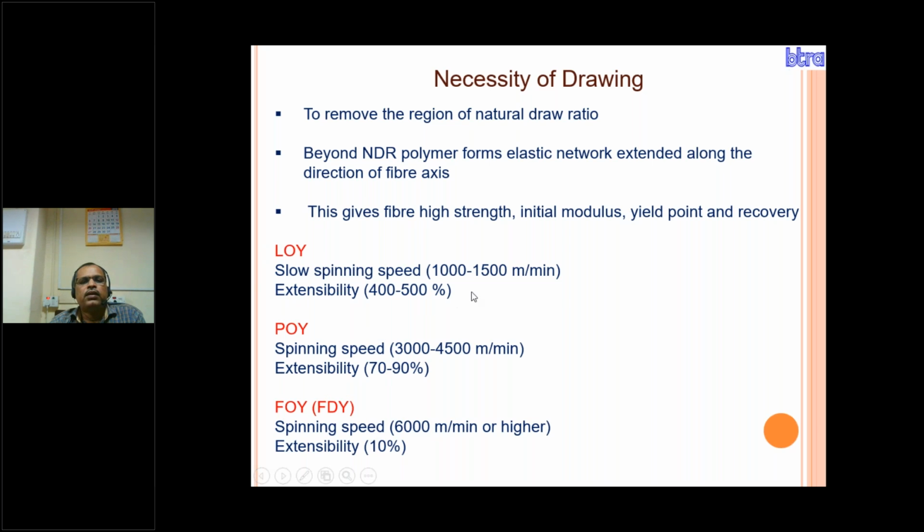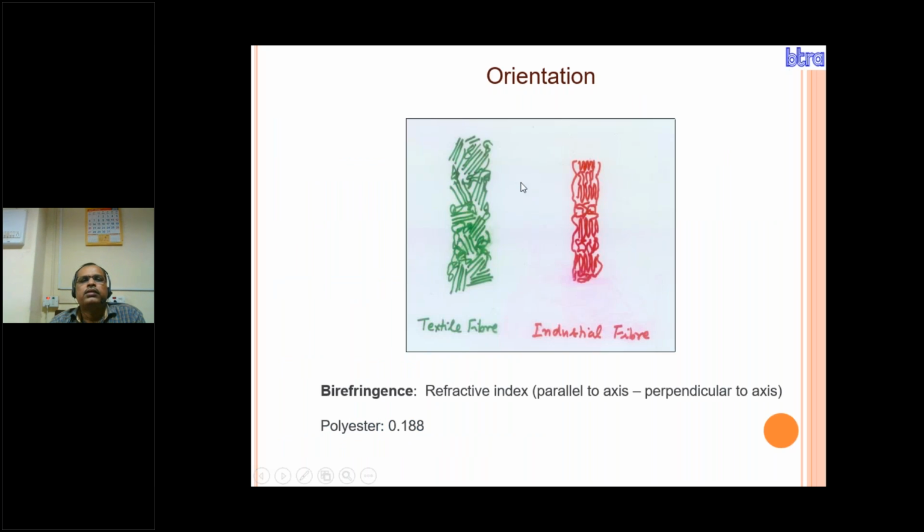So now, nobody is preparing the LOI. The POI is partially oriented yarn that people are preparing for making textured yarn. This is how you can see that orientation. This is the textile fiber, and that is the industrial fiber, where the orientation is very high to make it stronger, which is required for the end use application. And in the textile fiber, as much strength as is required can be achieved by this type of orientation.